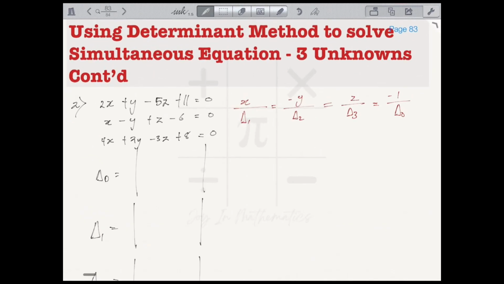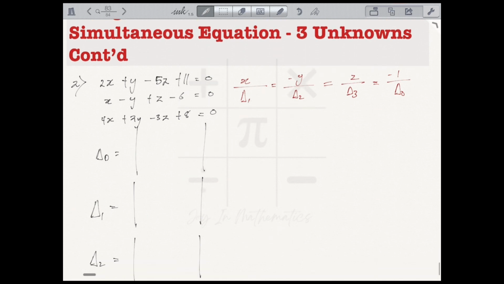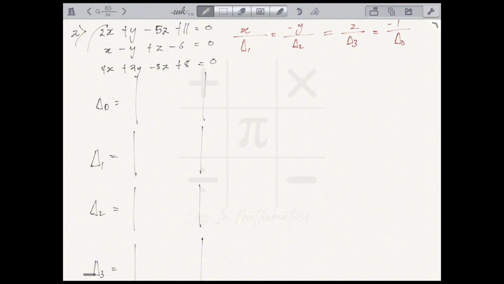Let's conclude the lesson on using the determinant method to solve simultaneous equations of three unknowns. We're given the question in the previous video, and I'm sure you have tried it. Now we are just here to solve it together. So let's now begin to evaluate our determinants 0, 1, 2, and 3. Let's begin.